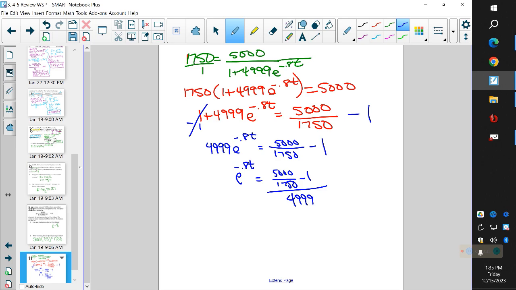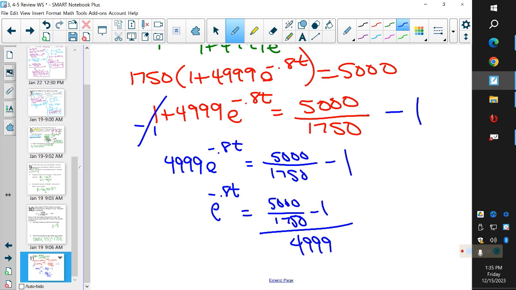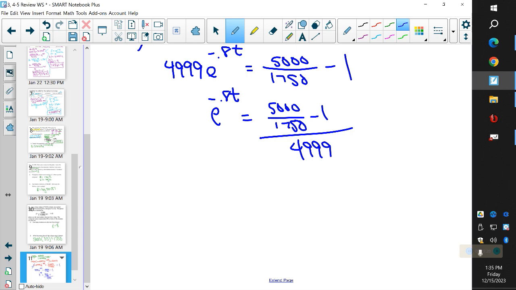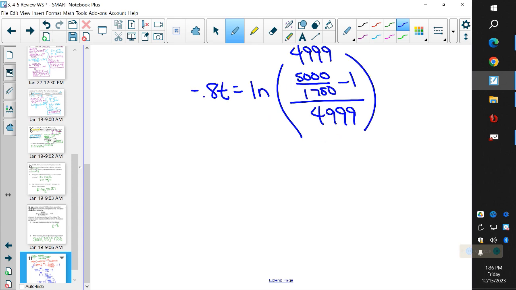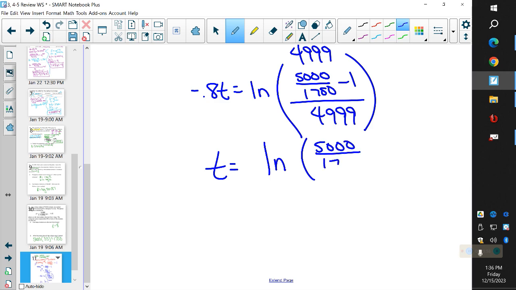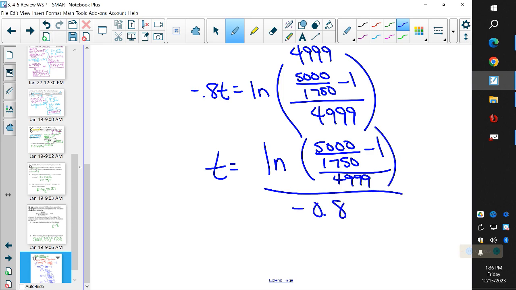How do I get rid of the exponent? Take the natural log. So that's negative 0.8t is equal to the natural log of this god-awful number. But again, it's just a number that I'm too lazy to jump into the calculator and calculate. Now, how do I get rid of the negative 0.8? So I have this god-awful, ridiculous number. I like the other way more. I'm sure you do, but I like you to be able to do it both directions.